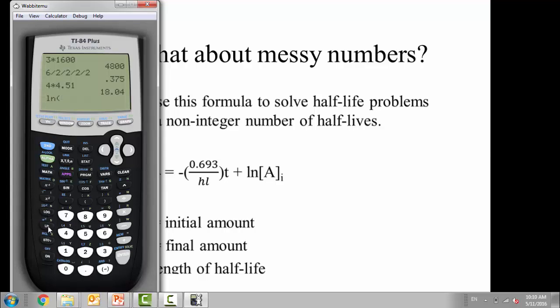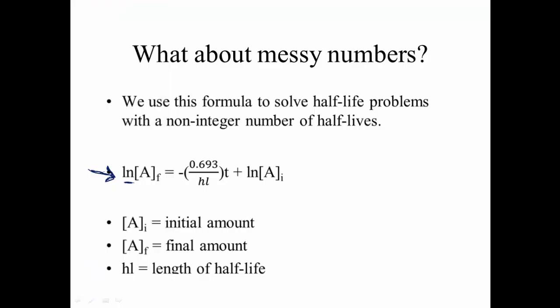It's called a natural log, and it's just a mathematical function that you'll learn about in math if you haven't already yet. So the natural log of the amount of substance that you have at the end, so the F stands for the final amount, equals the negative 0.693 over the half-life. So you'd put your 4.51 billion years or 1600 years, the length of your half-life right there, multiplied by the amount of time that you wait.